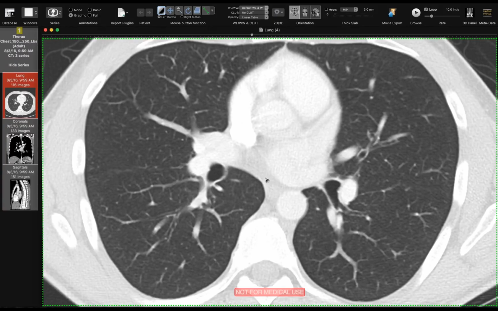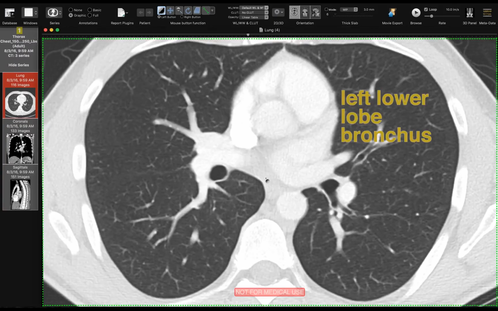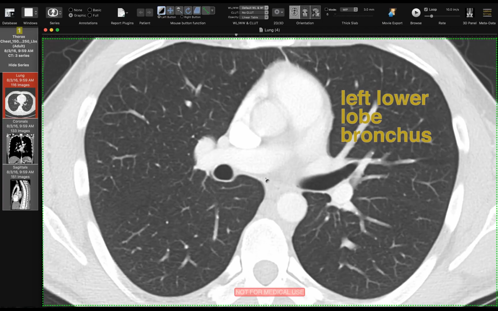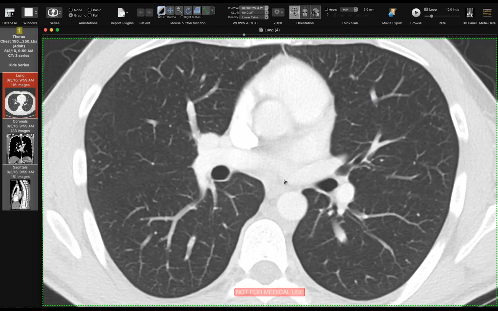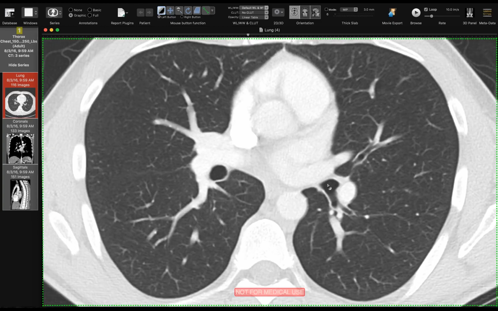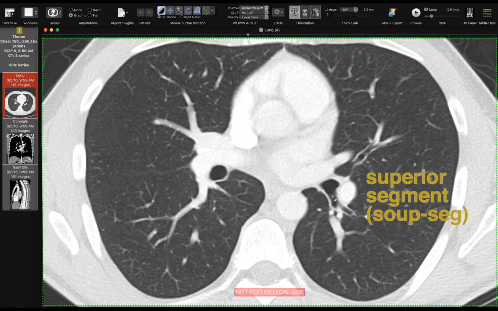And then finally we have the left lower lobe bronchus. So the left lower lobe bronchus is right there. And just like on the right side, the first bronchus that comes off of the left lower lobe is the superior segmental left lower lobe bronchus. And this is just like the superior segment on the right side in that it doesn't touch the left hemidiaphragm. Okay, it is not one of the basilar segments, it's the superior segment.